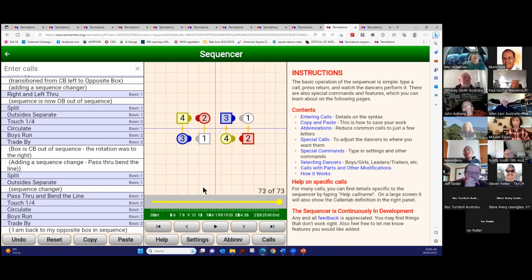So I went from a static square, head square through to a corner box. I've done a standard rotation to an opposite lady box. That's a left-hand flow. I added a sequence changer, right and left through, and I repeated that left-hand flow rotation, but instead of going left, it now took me right because I'm out of sequence.